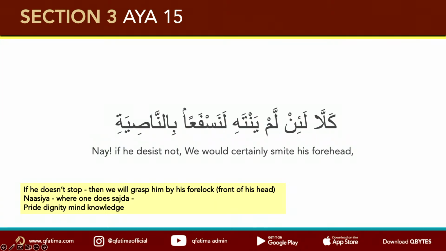This is a place where all your intelligence is, right? So we will take this thing that he thinks he's so arrogant about away from him. Does he not realize that we'll be able to take it away? His pride, his dignity, his mind, his knowledge. We can take everything away. This is why you do sajda, by the way. Okay?